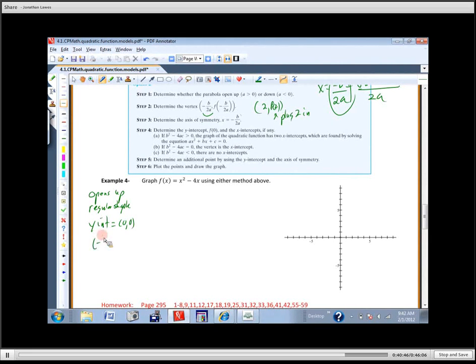The next thing we're going to do is find the vertex. So we're going to do negative b over 2a. In this particular case, negative b gives me a positive 4, and 2a gives me a 2. So what is the x-coordinate of the vertex? It's going to be a 2. So let me do this.